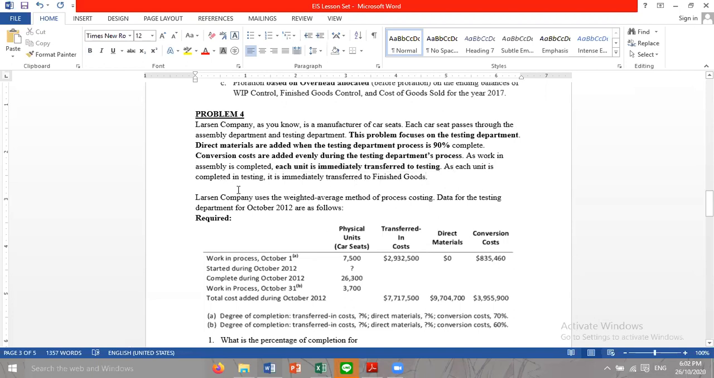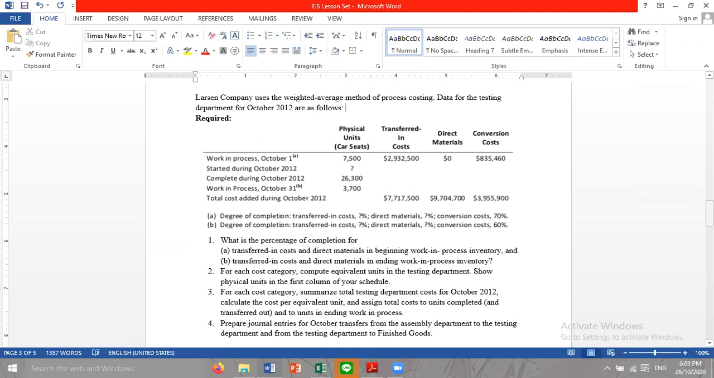Okay. So for the first one, Larson Company uses the weighted average method of process costing. Data for the testing department for October 2012 are as follows. Okay, so we have physical units, 7,500, transferred in cost, direct materials, and conversion cost.